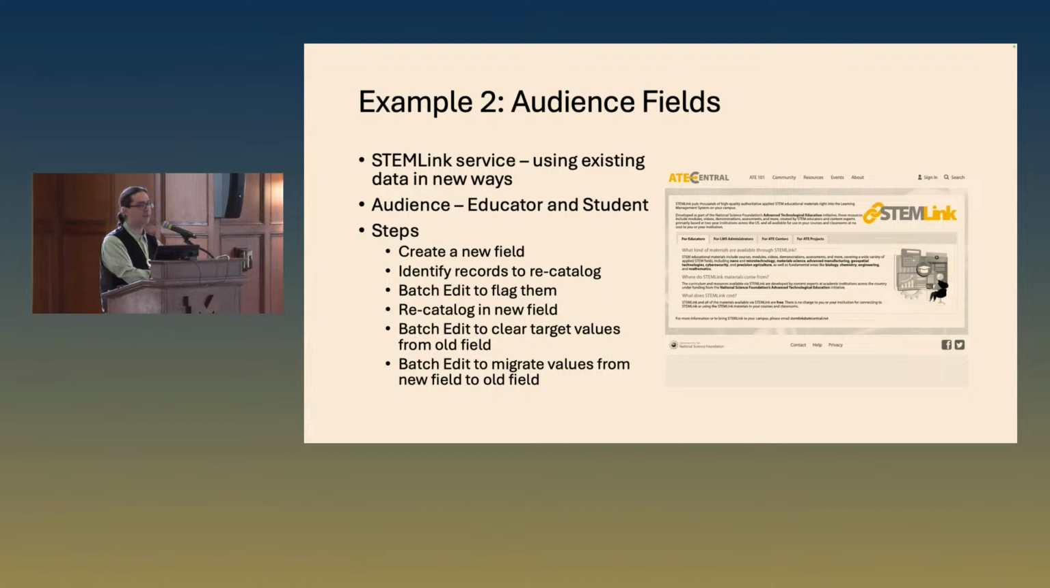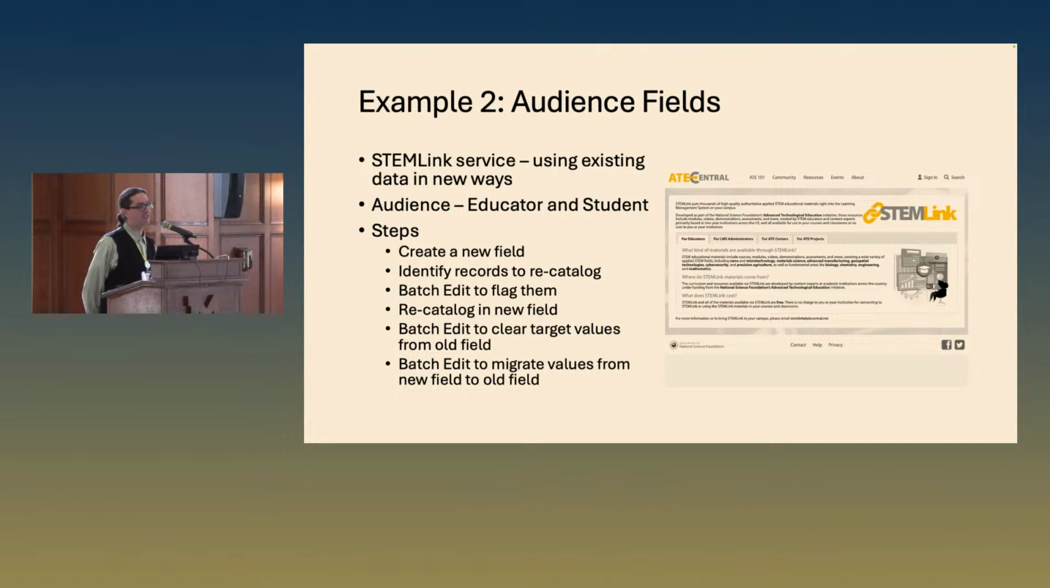We wanted to do some remediation, but only a subset of our records were appearing in this service, and only a subset of our terms needed to be remediated, so we didn't actually need to recatalog everything. We did this with batch edit by creating a new field for the updated values for those terms on those records, identifying the records that needed recataloging, tagging them with one of those workflow fields that I had mentioned before, and having our catalogers actually go and do that recataloging into the new field.